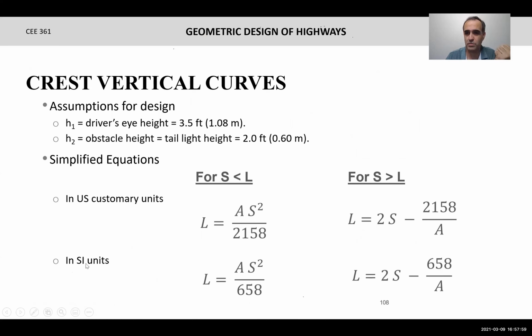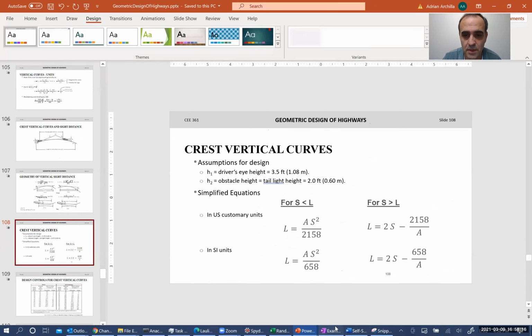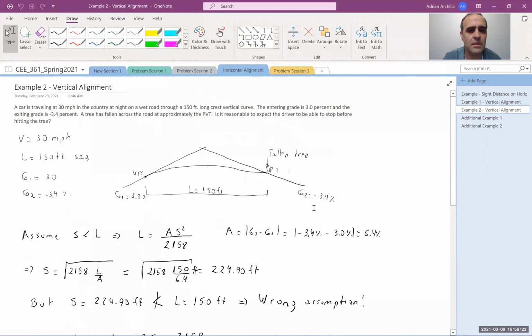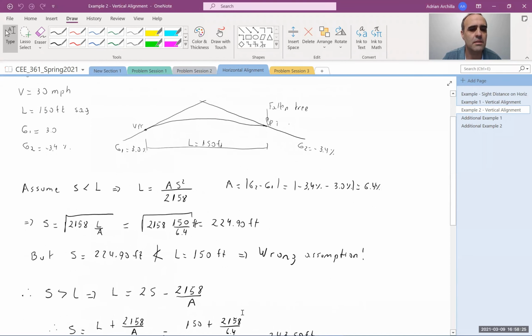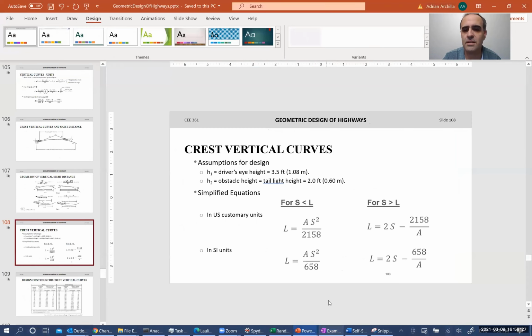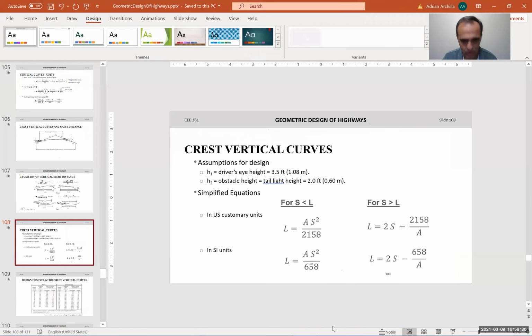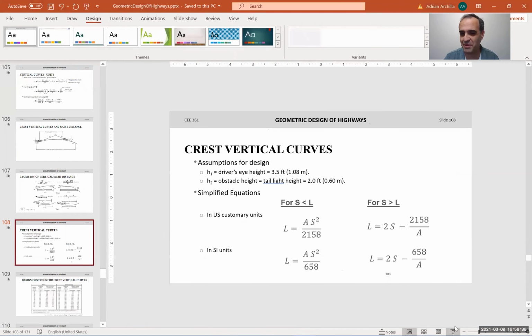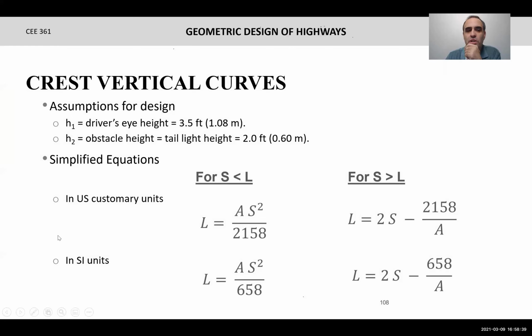Those problems we were working in SI units, right? So that's why for crest vertical curves you would pick... Okay, hold on. Were we working in meters? Hold on a second. Let me check something. Hope I'm not wrong. Why did I put feet there? Okay. Hold on a second. Okay, yeah. Okay, so we were working in US customary units.